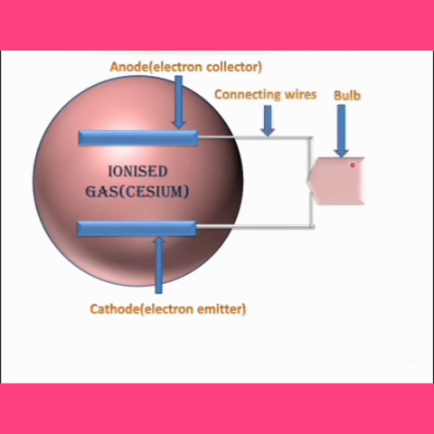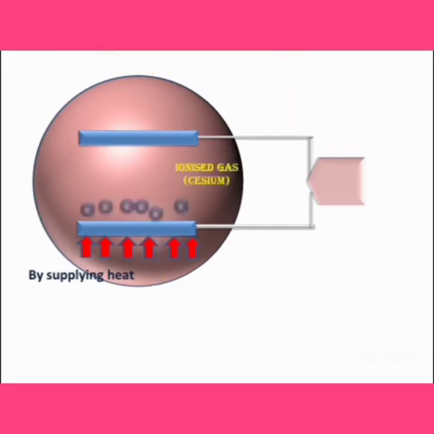So we can see the electricity production. Now what happens when we supply heat to the cathode? The cathode will liberate electrons, and the gas will help the electrons reach the anode from the cathode. Electrons will break away from the cathode, and the ionized cesium gas will help them transfer from cathode to anode, and the electrons will reach the anode.